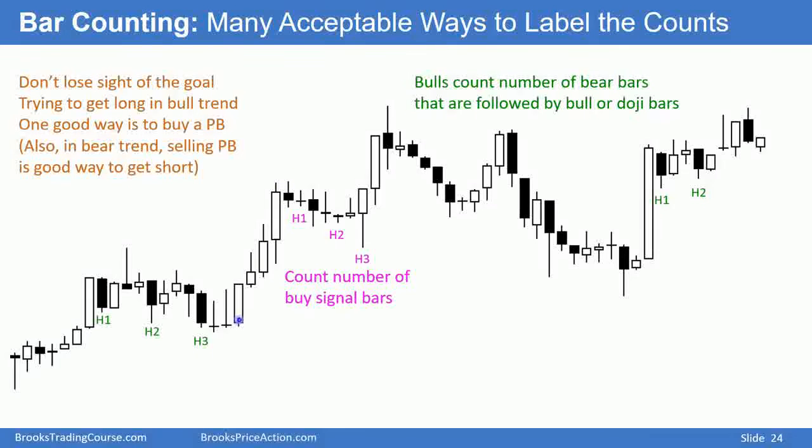Again, strong bull trend, stop down here. You can buy the high 1, you can buy the high 2, or you can buy the high 3. You're looking for a reason to get long because you believe the trend is strong enough so that it will probably resume.